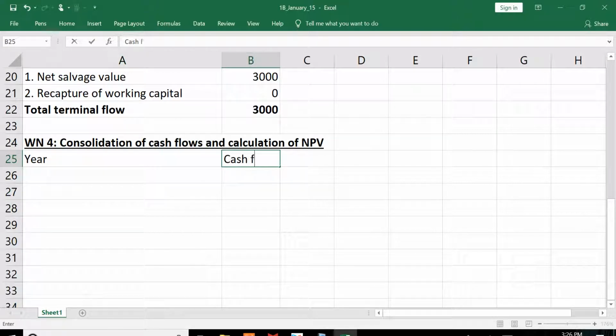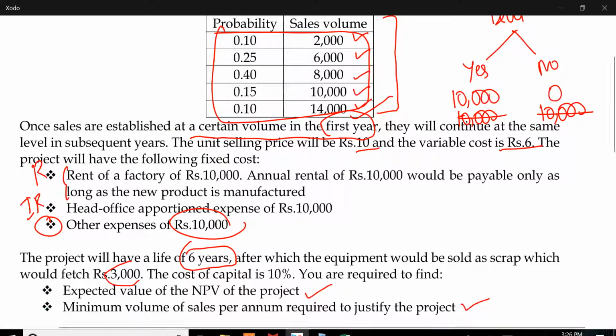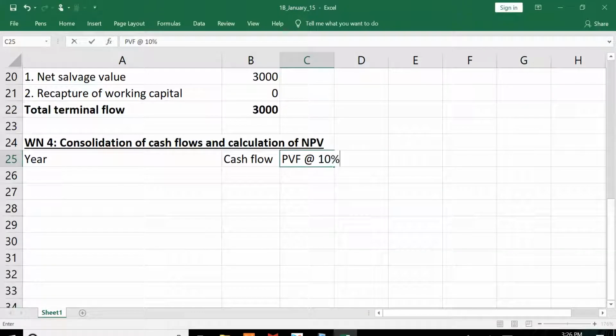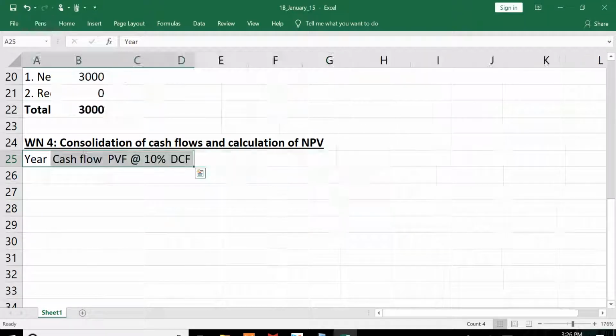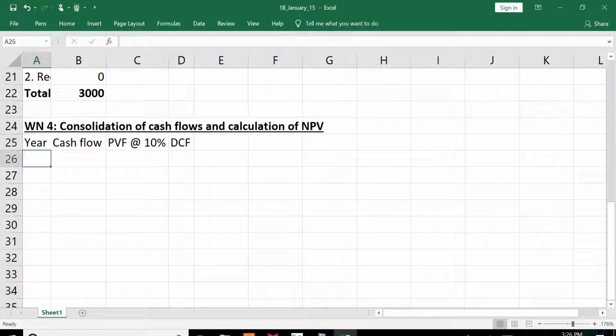Year, cash flow, PVF at 10%, and DCF. What is the cost of capital given? 10%. Year 0: go to step 1 and tell me the figure. Minus 40,000.